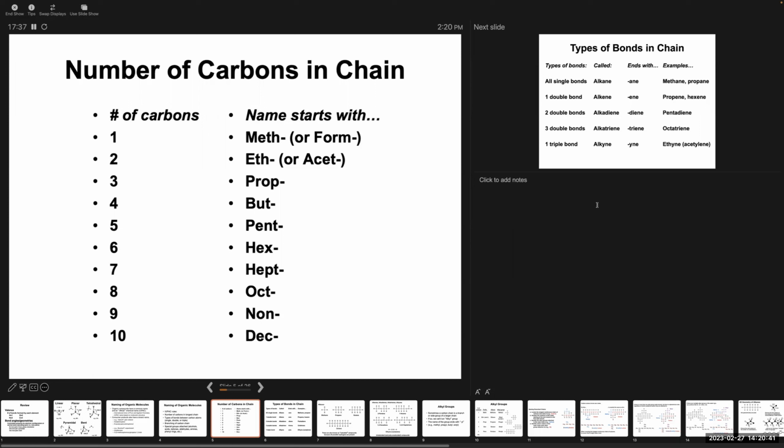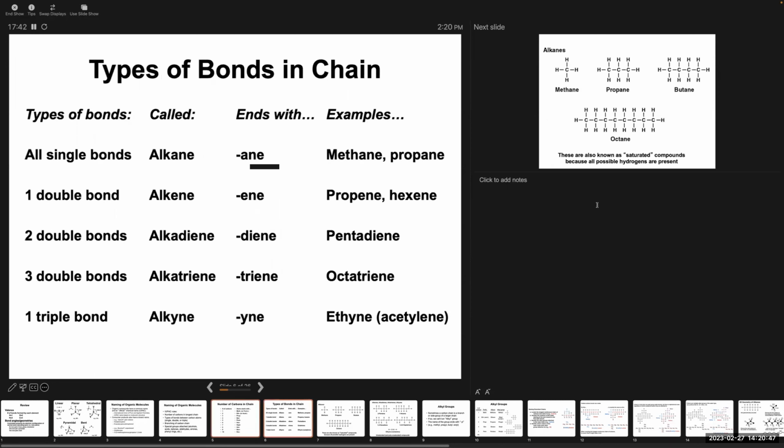Then after you've identified how many carbons are in the chain and you've got the prefix for your IUPAC name, the ending of the name tells you what kinds of bonds are present between those carbons. If all of the carbons in the chain are bonded to one another by single bonds, we call that kind of molecule an alkane, and the name of the molecule ends in the letters ANE. So examples of that would be things like methane or propane. Propane is a chain of 3 carbons that are all bonded to one another by single bonds.